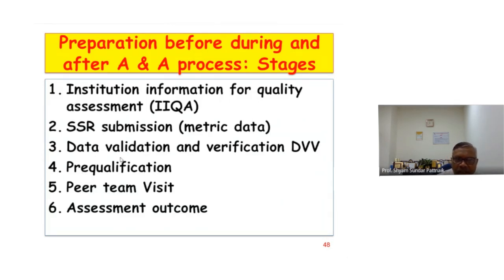Then after that, it goes to the third peer's review of the data for its validation and verification, which we call DBV. So once you get verified here, then you qualify in the pre-qualification. Once you qualify in the pre-qualification, then the peer team visit or PTV happens. And once the PTV happens, then it goes to the outcome stage, that is your assessment and evaluation stage.